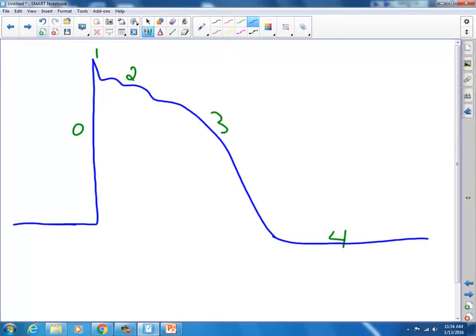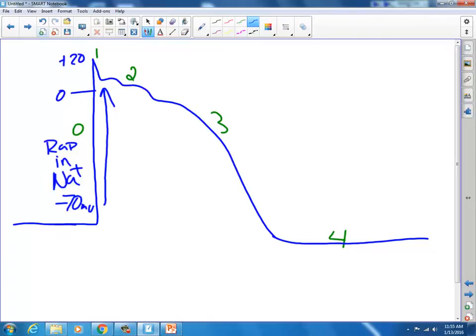What's happening in phase 0 of our action potential? Rapid influx of Na+. Normally, in the resting potential, the inside of my cell is at a charge of what? Do y'all remember? Negative 70 millivolts. So when that rapid influx of sodium comes in, my charge goes up, going up, going up, to where we get to about 0 and then a positive 20 at our peak.